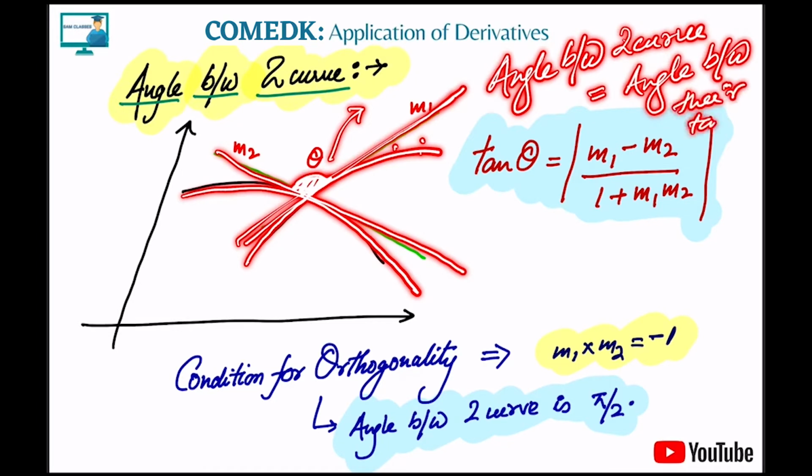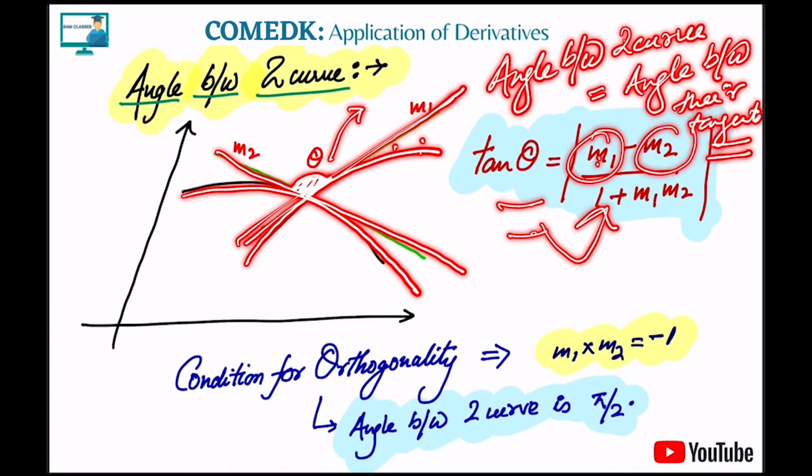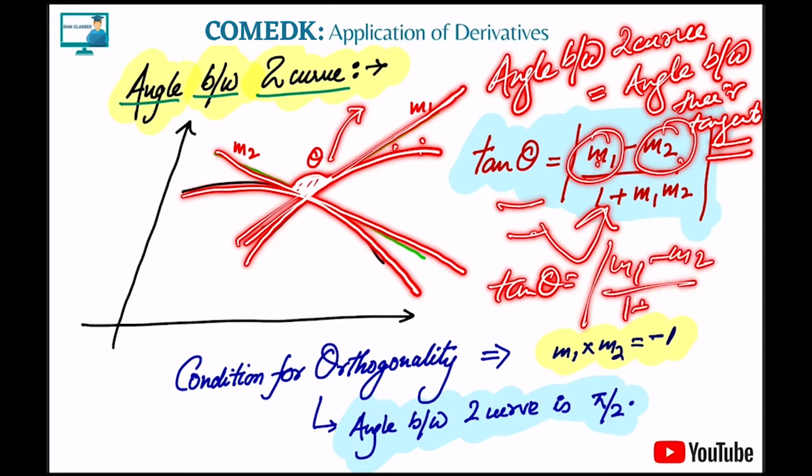And we already know how to find the angle between two lines. We're using the slope method. So m1 is the slope of one line, m2 is the slope of another line. So tan theta between them is equal to mod of (m1 minus m2) by (1 plus m1 m2). So this is the formula we'll be using.